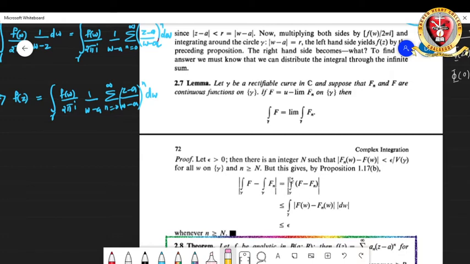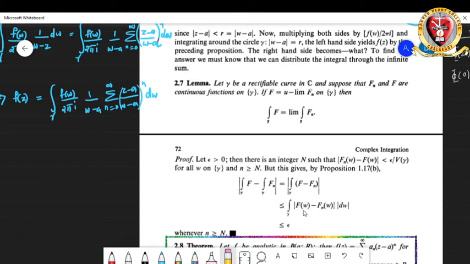That is equal to, taking the integral out using the property of the integrals, the modulus of the integral over gamma of f minus fn. Using the property and interchangeability of integrals and modulus, this is less than or equal to the integral over gamma of the modulus of f of w minus fn of w, modulus of dw, to make it more rigorous.